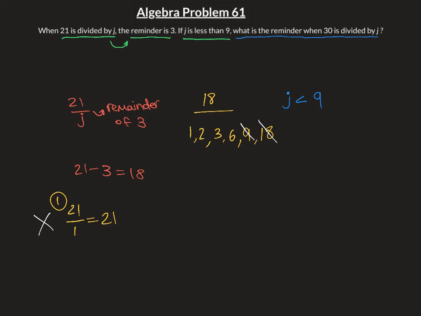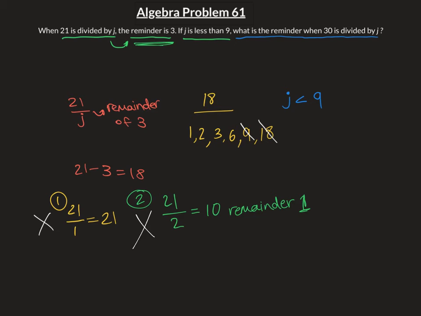Now, let's look at scenario 2. Let's look at the number 2. So 21 divided by 2 is equal to, and what would that be? 10 with a remainder of 1. So this time we did get a remainder. Remember, the remainder is supposed to be 3. This gave us a remainder of 1, not 3. So this would also be wrong.